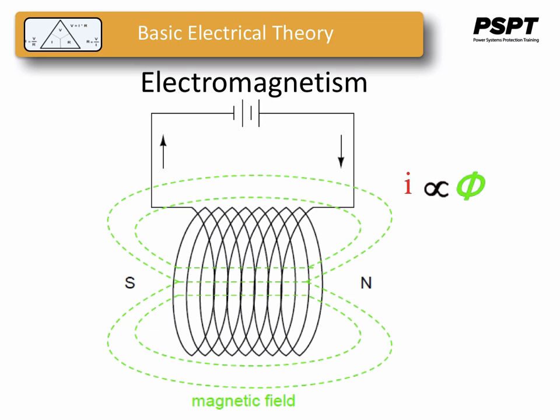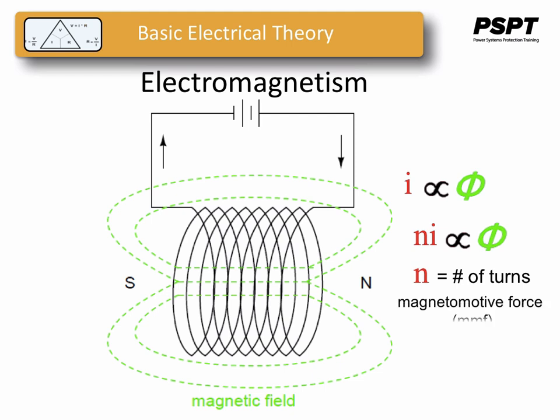The amount of magnetic field force generated by the coiled wire is proportional to the current through the wire, multiplied by the number of turns or wraps of that coil wire. The more wraps, the more turns, the larger the magnetic field that will be produced. This force field is called magnetomotive force, MMF, and is very much analogous to electromotive force, which is voltage, in an electric circuit. MMF is measured in ampere turns.